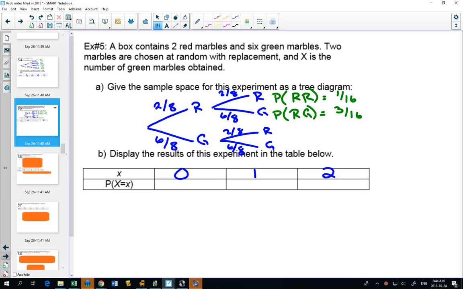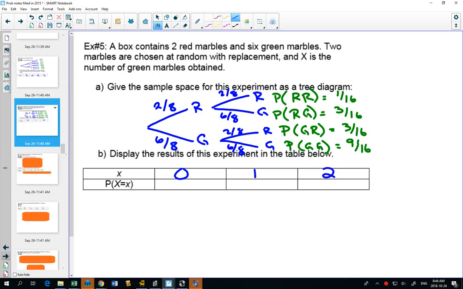The probability of green-red would also be 3 out of 16. And the probability of green and then green is going to be 9 out of 16. A quick mental math thing that I did at the end there, just to check to make sure everything was right, is I added those up. Do they add up to 100%? They do. And now I can fill in my chart.